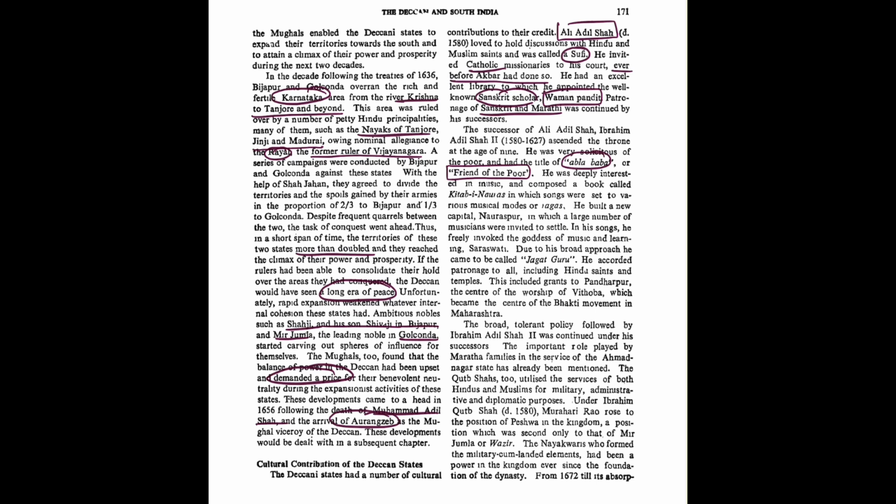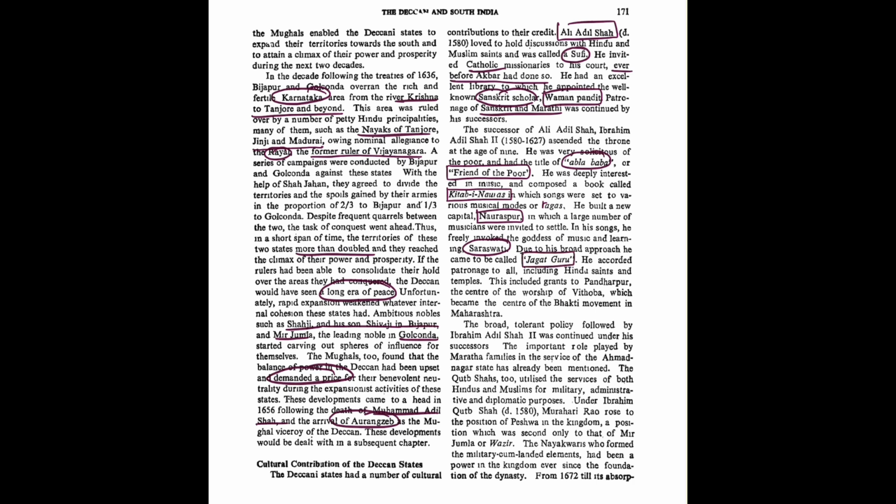He was deeply interested in music and composed a book called Kitab-e-Norus, in which songs were set to various musical modes or ragas. He built a new capital, Noraspur, in which a large number of musicians were invited to settle. In his songs, he freely invoked the goddess of music and learning, Saraswati. Due to his broad approach, he came to be called Jagat Guru.